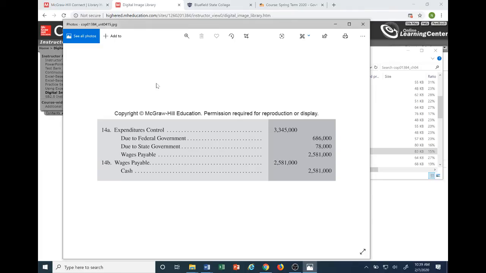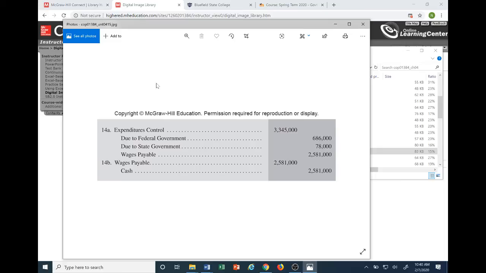So let's just talk about this for another second. Total gross payroll was 3.345 million, right? So we debit that whole expenditure because that's what we incurred. That's how much that payroll cost us. We know we have some liabilities because we pulled some money out that was theirs, earned.